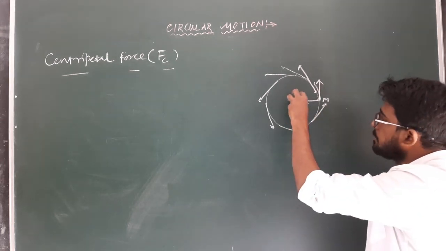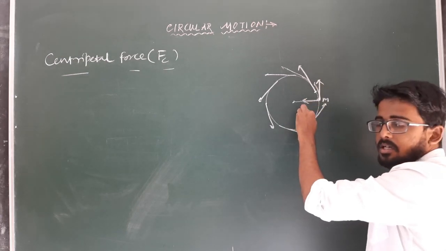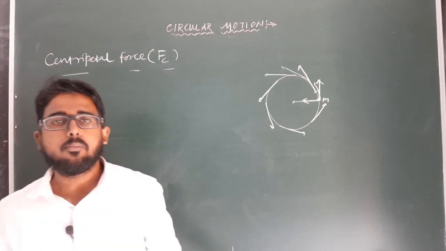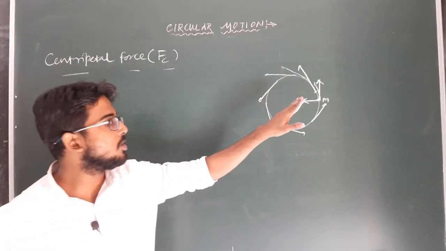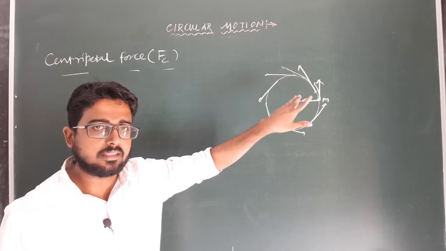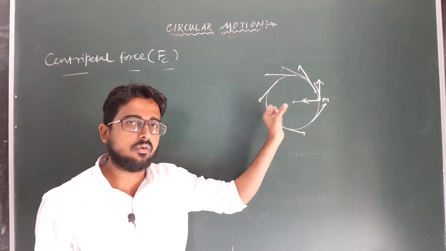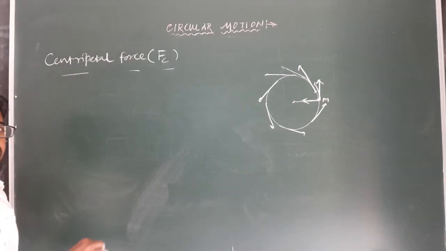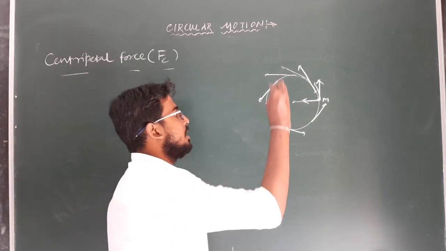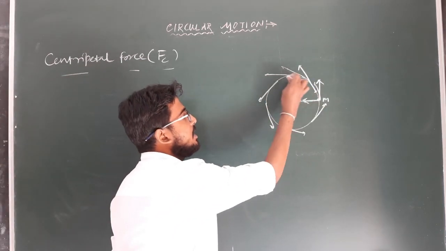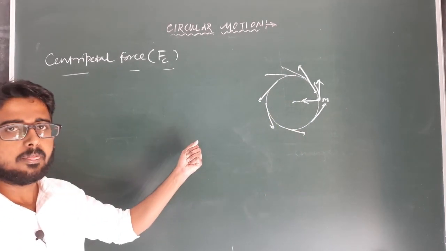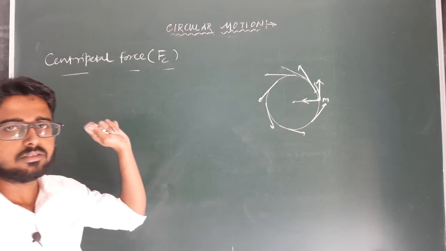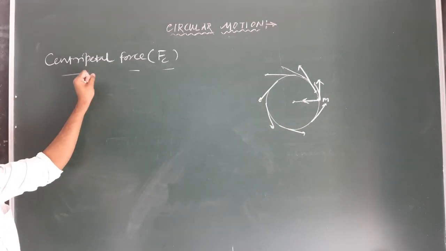So the force which produces the centripetal acceleration is known as what? Centripetal force. The force can be any type of force, but if that force is responsible to provide the required centripetal acceleration during the circular motion of a body, then that force is known as centripetal force. So what is centripetal force? It is the force which is responsible to provide the centripetal acceleration of a body, and it acts on the body towards the center along the radius. Clear?